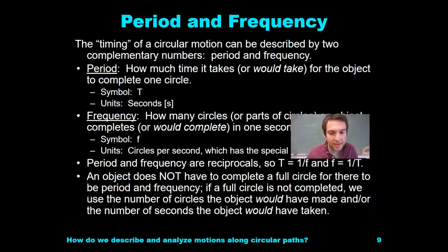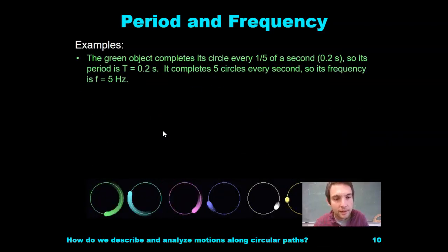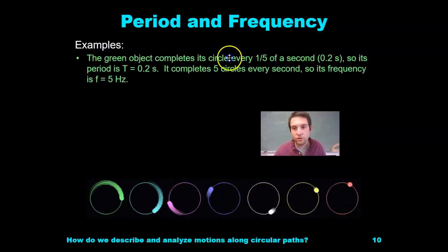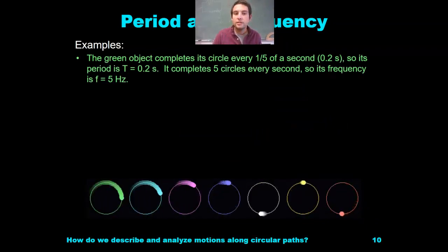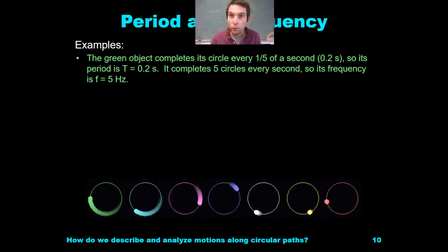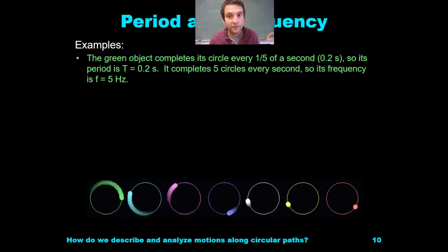An object does not have to complete a full circle for there to be a period and frequency. If a full circle is not completed, we use the number of circles the object would have made and/or the number of seconds the object would have taken. The green object completes its circle every 1/5 of a second, or 0.2 seconds, so its period is 0.2 seconds. It completes 5 circles every second, so its frequency is 5 hertz.